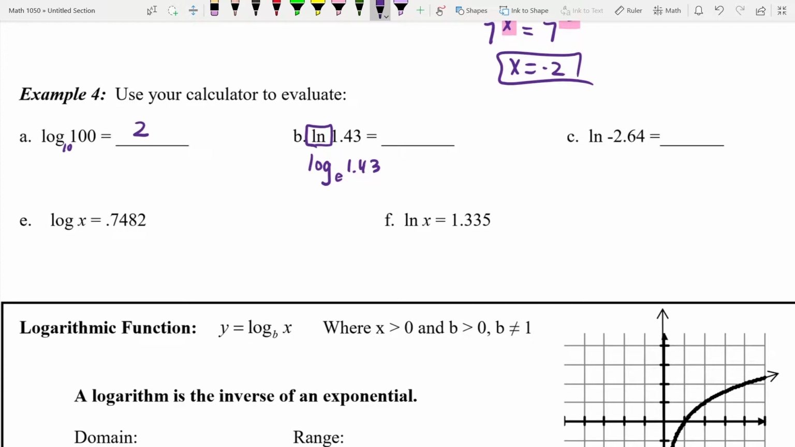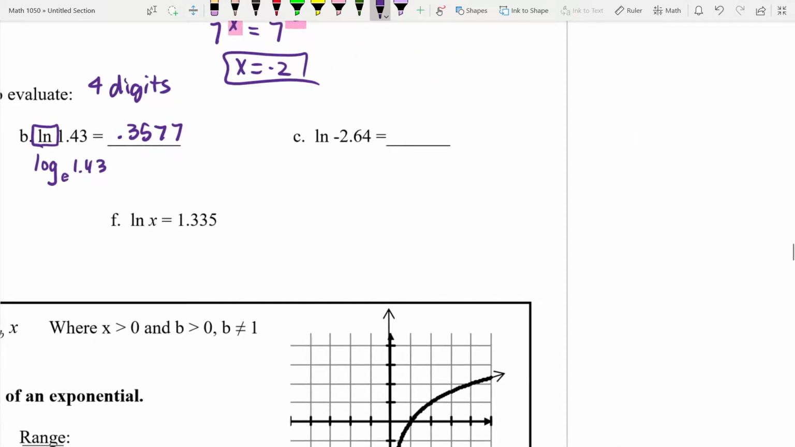Now, do you have to put it in your calculator as log base e? No. But I just want you to know that's what it is. You also have an ln button on your calculator. Everybody hit ln 1.43, hit enter, and I want you to put right here 4 digits. So the directions are telling you to round to 4 digits. So it's 0.3577.